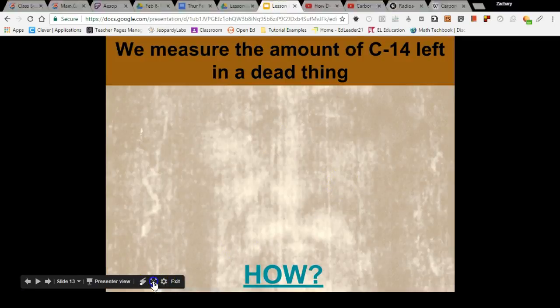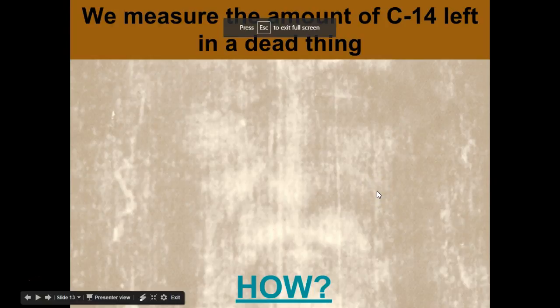So there you go. That's how scientists measure the amount of C14 left in a dead thing. Right? And you're actually getting ready to do a little of that on your own here. So we'll move on to our lab directions for our carbon-14 activity.